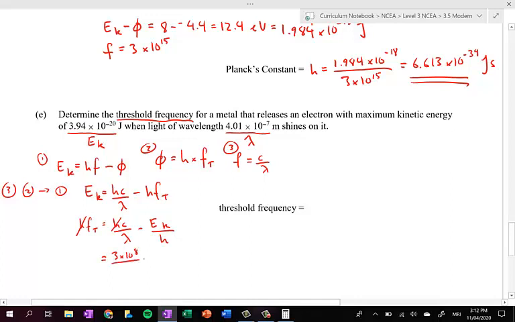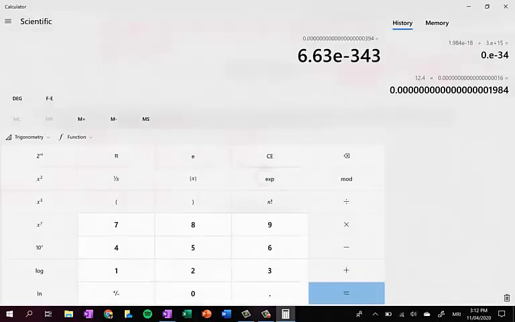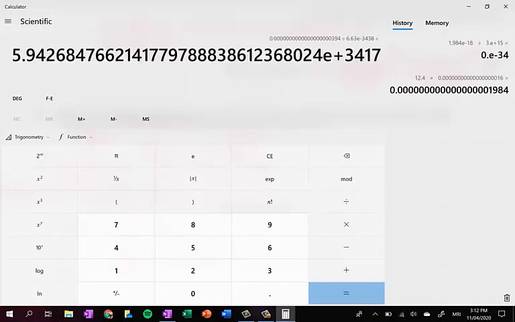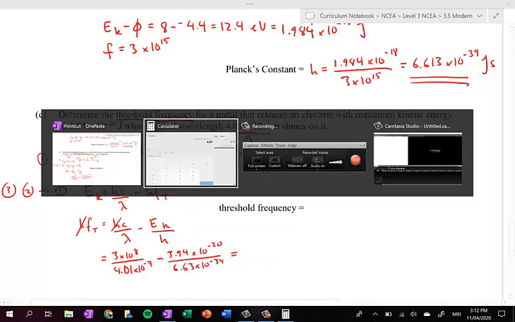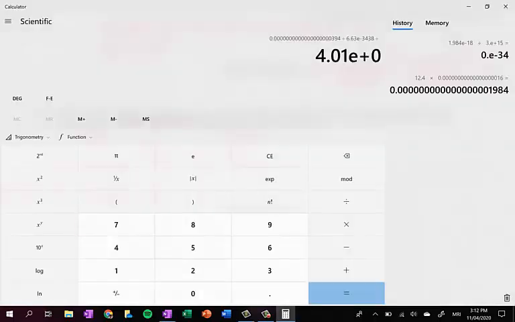which is 3 times 10 to the 8 over 4.01 times 10 to the minus 7, minus 3.94 times 10 to the minus 20 over h, which is 6.63 times 10 to the negative 34. Alright, so let's solve that. So 3 times 10 to the 8 divided by 4.01, was it times 10 to the negative 7? Yes. Times 10 to the negative 7.